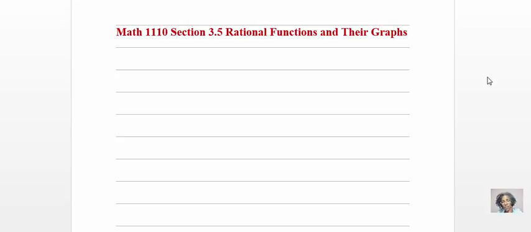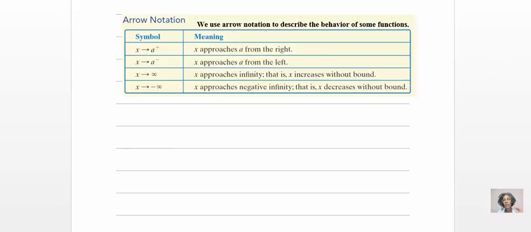Okay, so we're still in section 3.5, looking at rational functions and their graphs. I want to talk a little bit about arrow notation. We mentioned this in the previous video, where we were talking about vertical asymptotes. As discussed in that video, x with an arrow pointing to a, with an exponent that's a plus sign, is a shorthand way of writing x approaches a from the right.